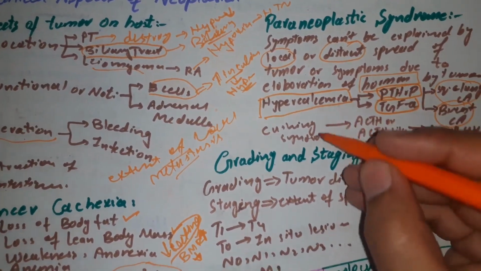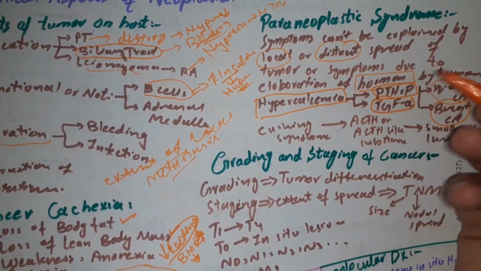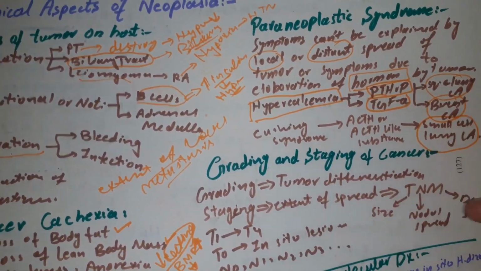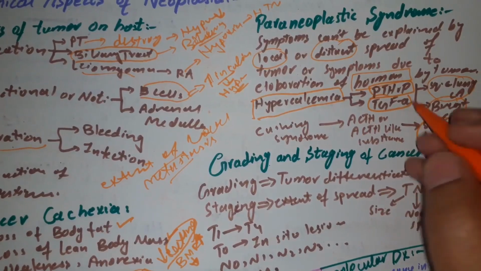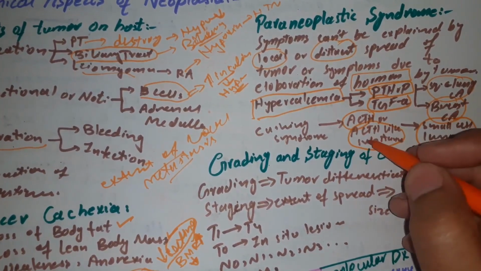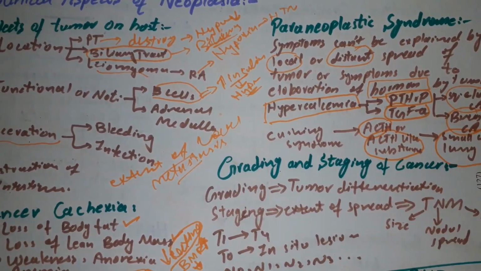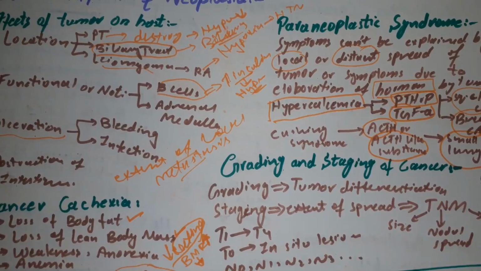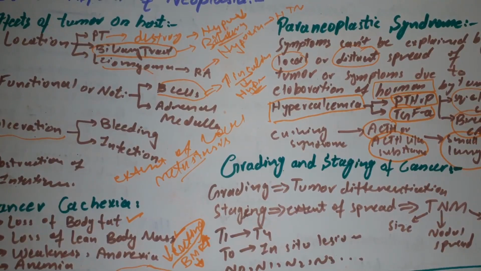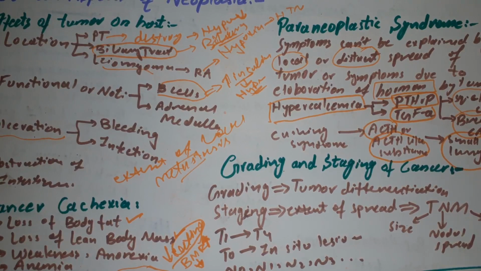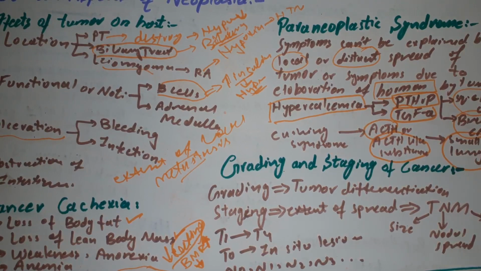Moreover, tumors can also show Cushing syndrome, and this is commonly shown by small cell lung carcinoma, because small cell lung carcinoma produces ACTH or ACTH like substances or proteins, which lead to increased production of cortisol and Cushing syndrome. So paraneoplastic syndromes are basically a set of symptoms which cannot be explained by local or distant spread of disease, and they mostly occur due to hormones produced by tumors.